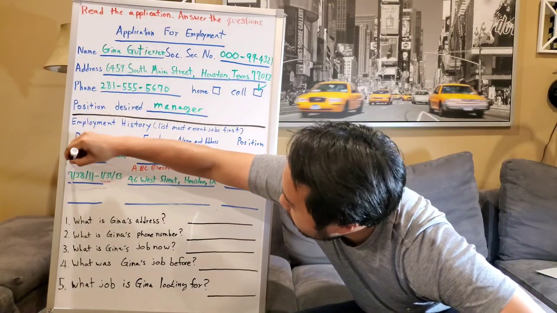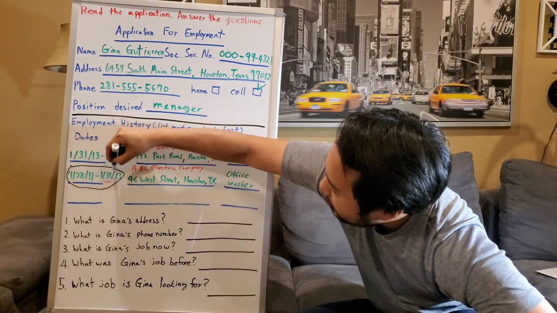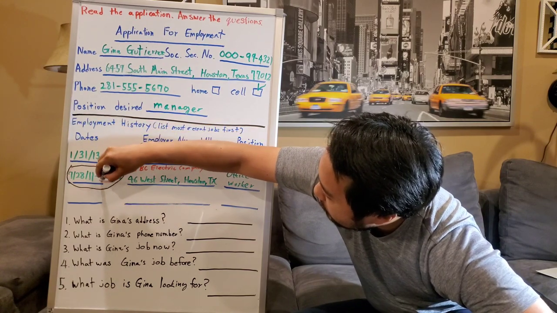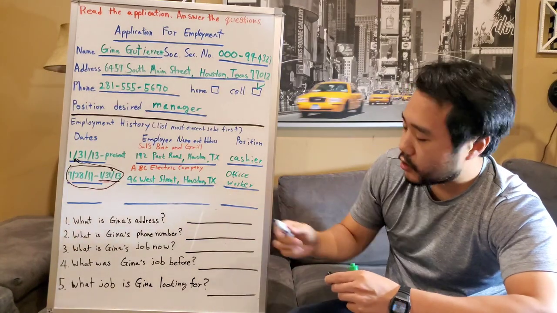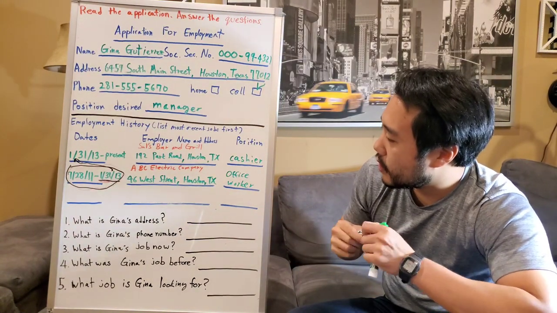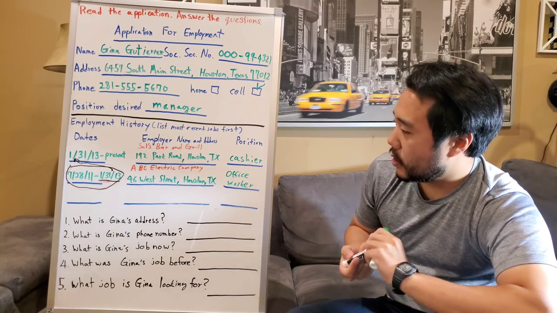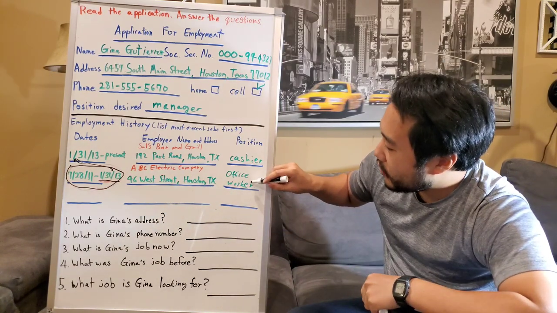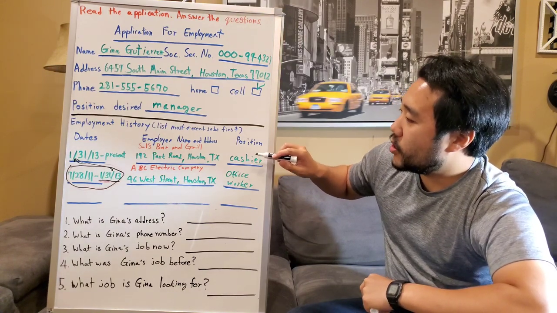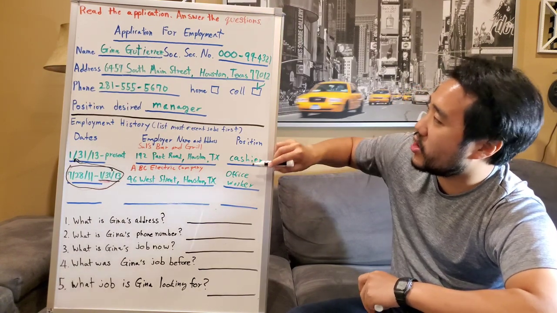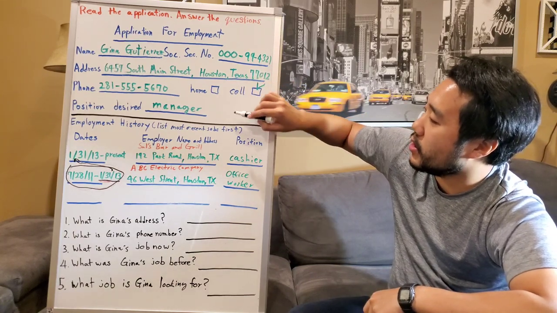So, previous date. And then after she was done, she moved her position to here. So, ABC Electric Company, 46 West Street, Houston, Texas. And previously, she was an office worker, and right now she's a cashier. And she doesn't want to be a cashier anymore. That's why she's applying for a new job. And the new job position is being a manager.